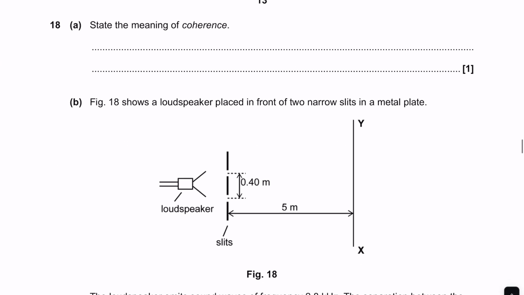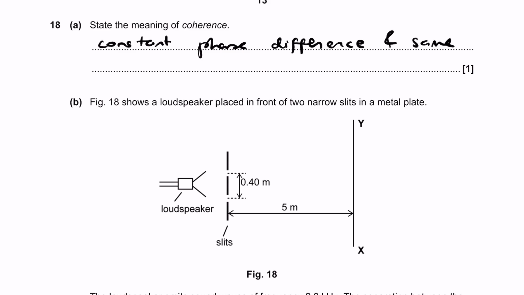For question number 18 now, state the meaning of coherence. So coherence is basically when you have constant phase difference and same frequency. So same frequency.